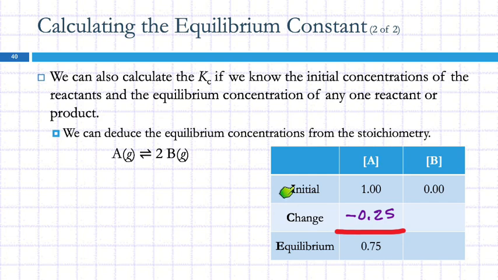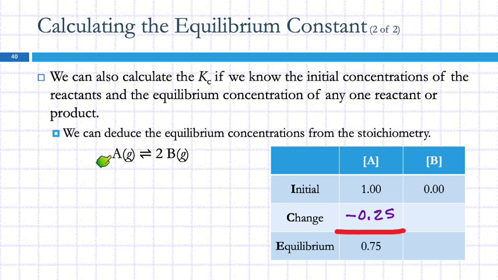The initial concentration plus the change equals the equilibrium concentration. 1 plus negative 0.25 equals 0.75. Everybody okay with that? So looking at the stoichiometry, and not these specific numbers, but if 1 mole of A reacts, how many moles of B are produced? 2, right?